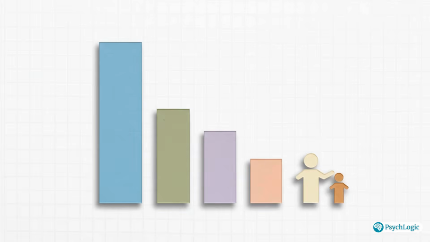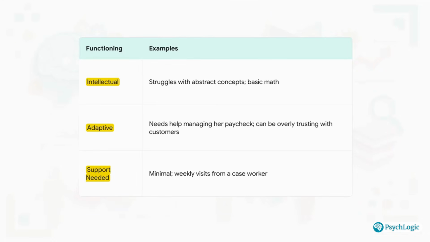Let's start with the most common level on the spectrum, which is mild intellectual disability. This actually accounts for the vast majority of cases. So let's meet Maria. She's 22, has her own apartment, and she works at a local grocery store. Intellectually, she might have a tough time with abstract ideas or more complex math.